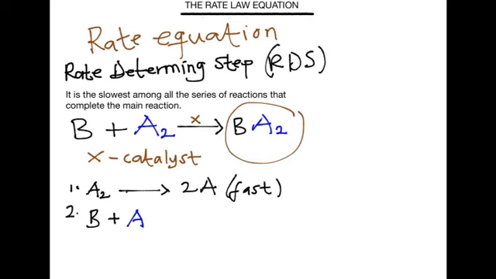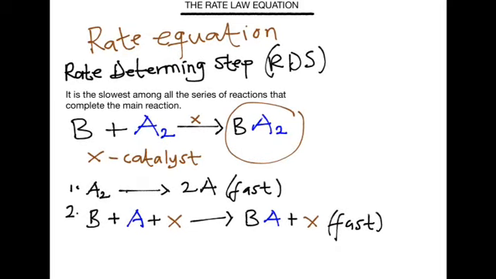And then our catalyst X. Remember, it's just there to speed up the reaction. So we have this combining, and it's giving us our BA, and then we have our catalyst still in the solution, so let's put there our X. Alright, this is also going to be a really fast reaction.